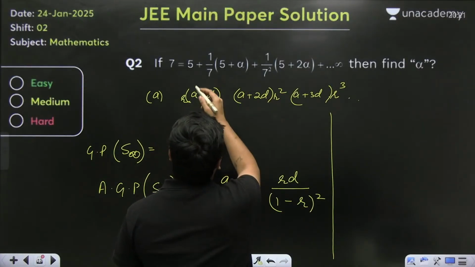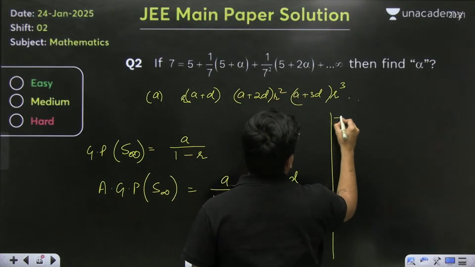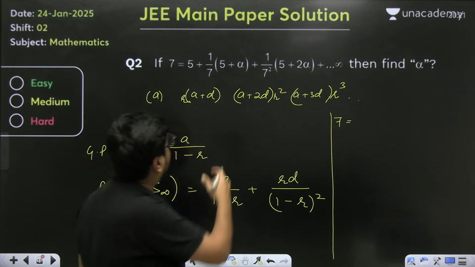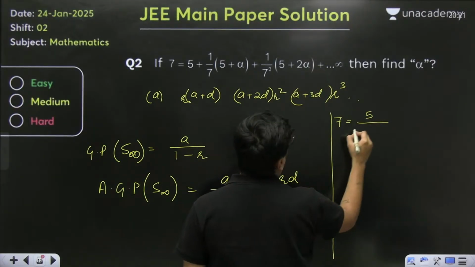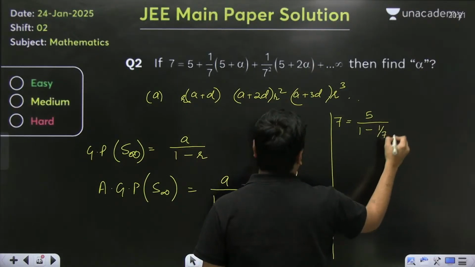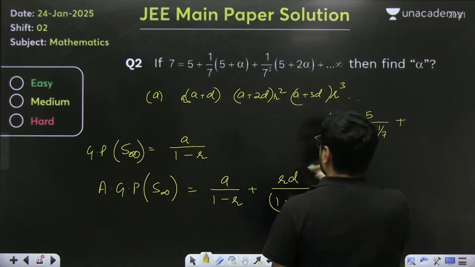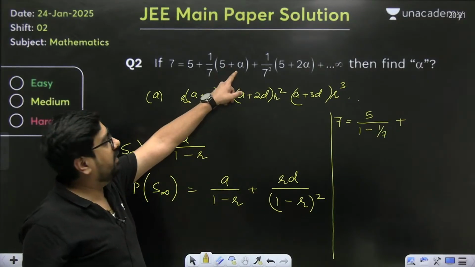So A already you know. Now sum is given to you. Sum of infinite terms is given to you as 7. Right? A is given to you, 5 is your A, the first term, upon 1 minus R, that means 1 minus 1 by 7. Correct? Plus R, what is R? 1 by 7 is your R. What is D? Guys, D is alpha. Common difference is alpha.